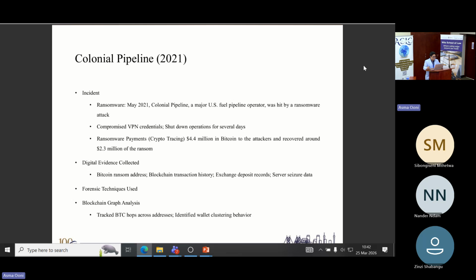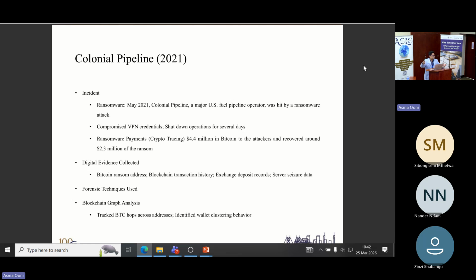But now, how did they do it? First they collected these ransom addresses, and they tried to understand what kind of transactions were there. They also checked from which exchange it was done, and they also checked the servers. And they found that there is a kind of clustering in the wallets. So it is one person who is actually controlling all the wallets. Now they used this blockchain graph analysis. So they tracked where this BTC went, to which wallets.